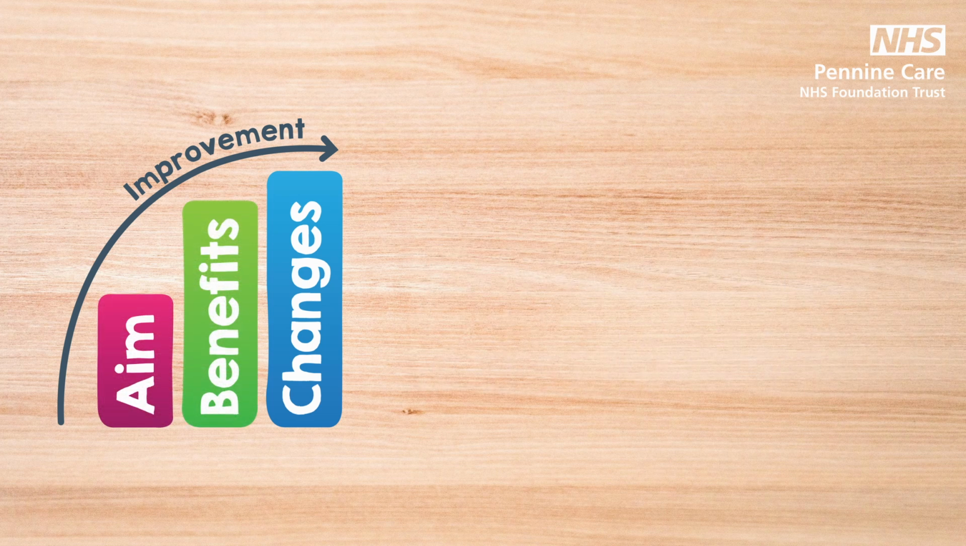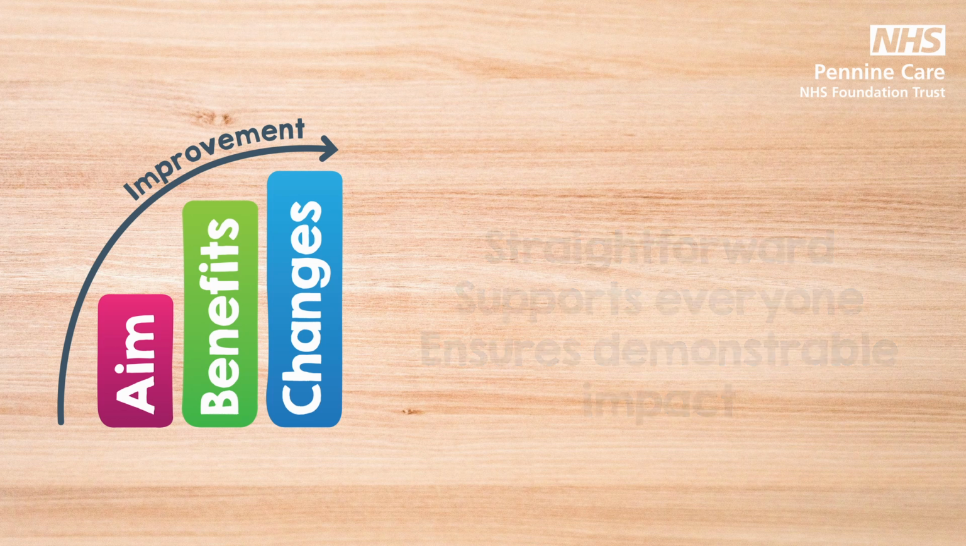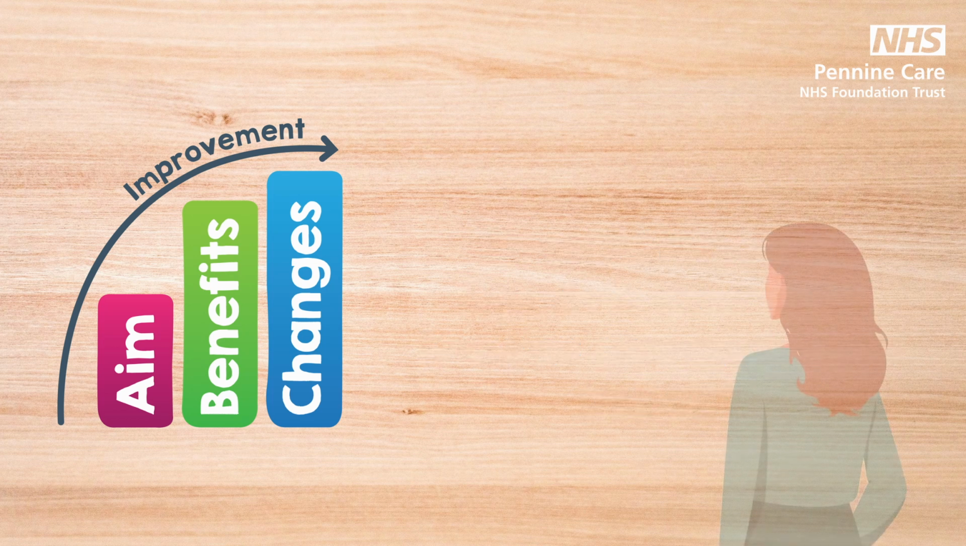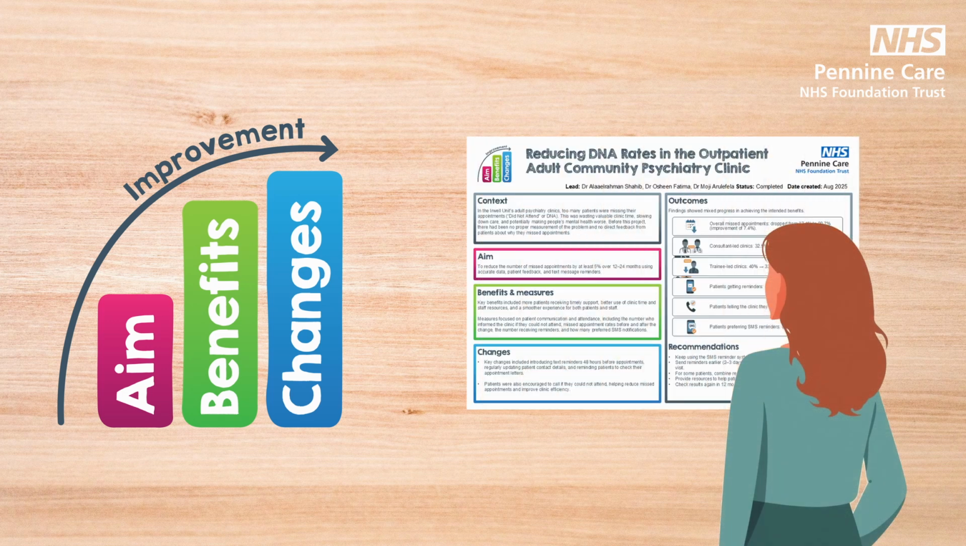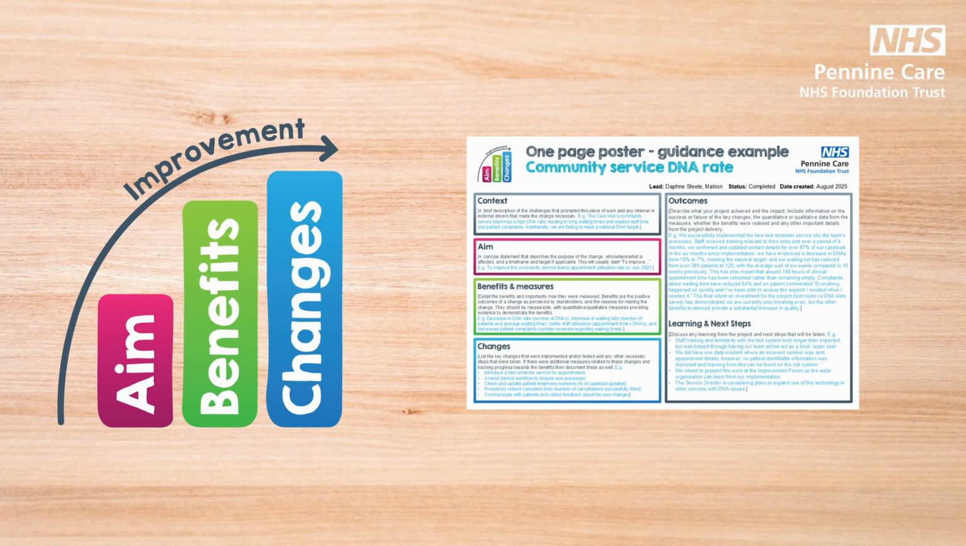So, to summarise, as we have seen, the ABC approach to improvement is simple and straightforward, and should support everyone in making meaningful changes, whose impact can be demonstrated. The Strategic Delivery Hub has developed a single-page ABC poster template that can be used for writing up completed pieces of work. This also contains guidance on the ABCs, as well as how to consider your initial issues, the final outcomes, and any next steps or recommendations that may be needed.